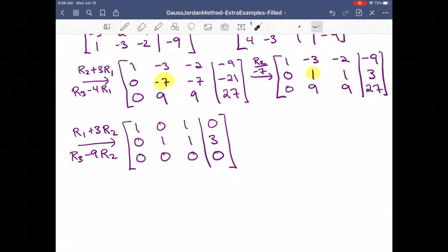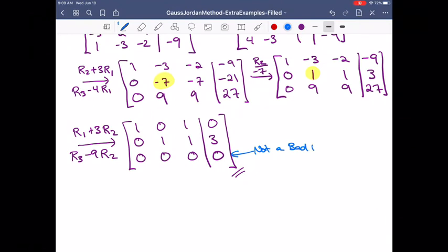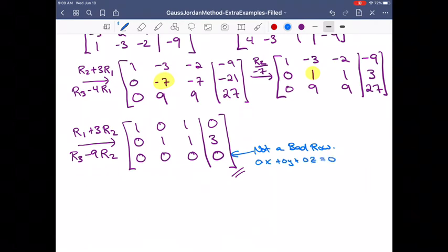So I should look further down, but I can't. So I further over, the line blocks me. Okay, so I'm done at this point. So we're done pivoting. Now this row here is not a bad row, because what it says is 0 times x plus 0 times y plus 0 times z equals 0. So that's 0 equals 0. There's nothing wrong with that. Okay, it means that the system had more information than we needed, but nothing bad happened.